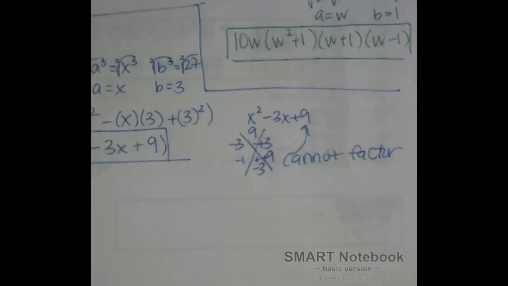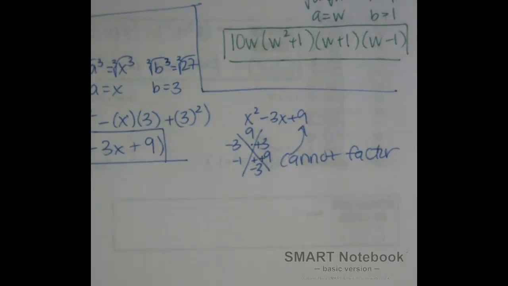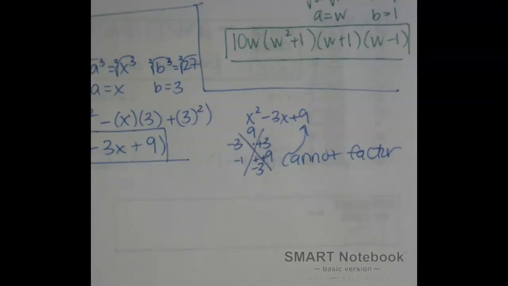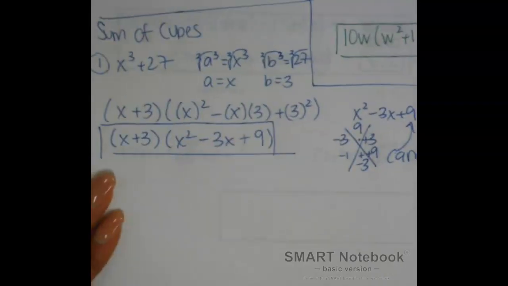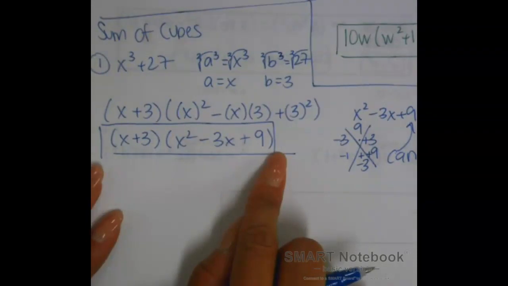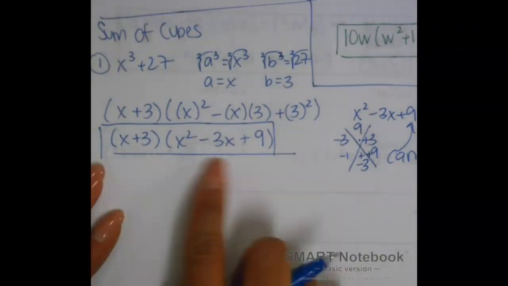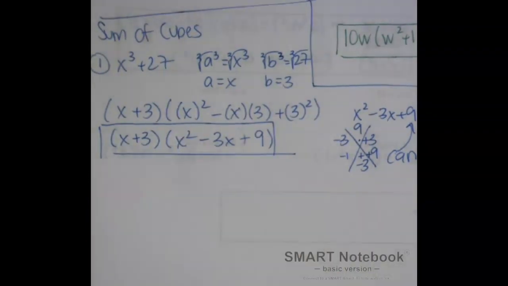I want you to see that. So when you go to your tests and quizzes, you don't have to show me that, hey, I tested this out to see if it factored, and it doesn't. So this answer that I boxed is correct. You cannot factor this any further. So I will say that again. On your tests and quizzes, do not try to factor this any further. You're done.